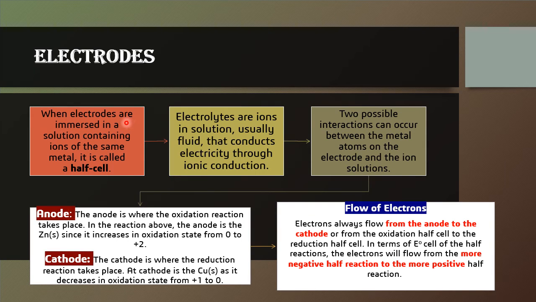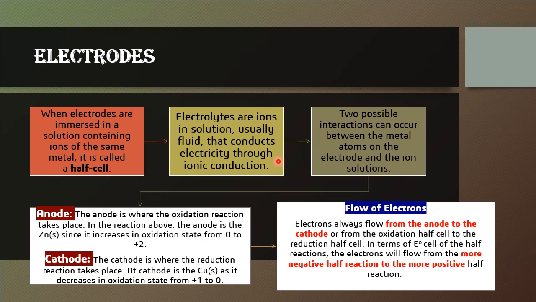So electrodes are basically a strip of metal, and they are immersed in the electrolytic solution, and that solution has the capability to conduct the electric current. The electrolytes are usually ions in the solution, contained in fluid form. There are two possibilities that can occur in the electrolyte solution, either the oxidation reaction or the reduction reaction, depending on the type of electrode.